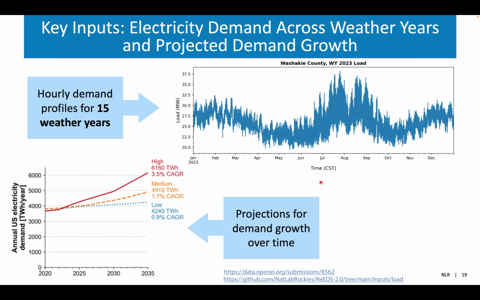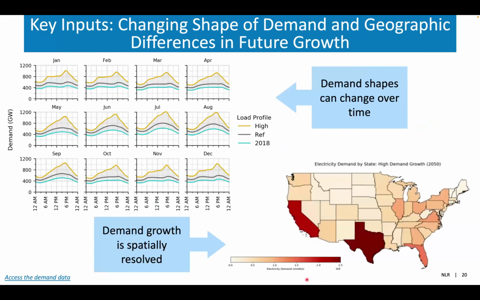So an example of this data would be up in the top right plot. This top right plot shows the 8760 hourly load profile of a county in Wyoming for one of these load years fit to the 2023 weather year conditions. Load scenarios differ both in their hourly load characteristics as well as their locational demand values.